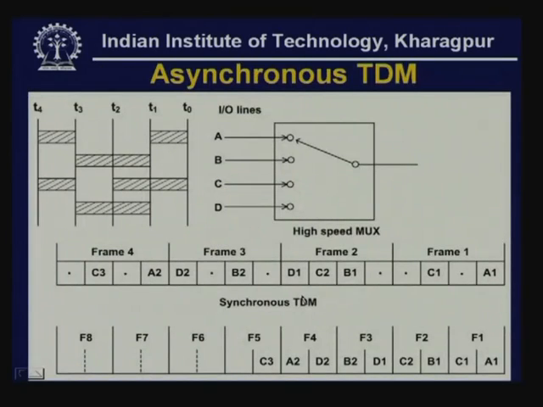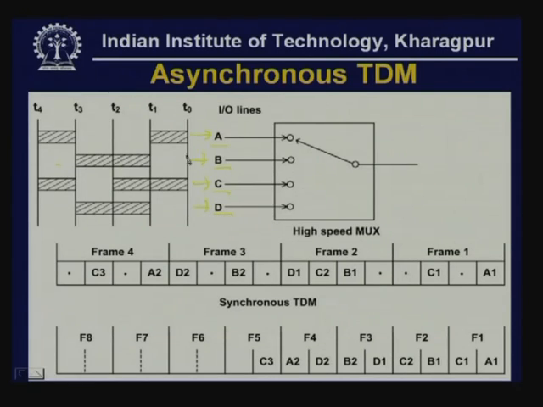Let us see how it can be done. This is illustrated with the help of this simple example. Here data is coming from four different sources A, B, C and D, and here you have got the high speed multiplexer. Here obviously, the data rate is four times that of the data rate of these inputs. Now, here there are different time slots. This is going to source A, this data is going to source B, this is going to source C, and this is going to source or channel D.